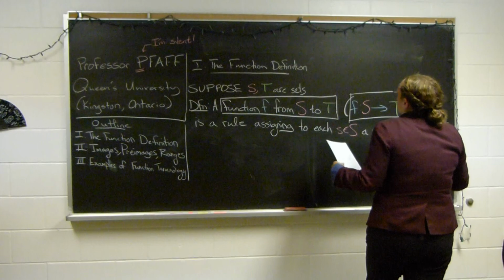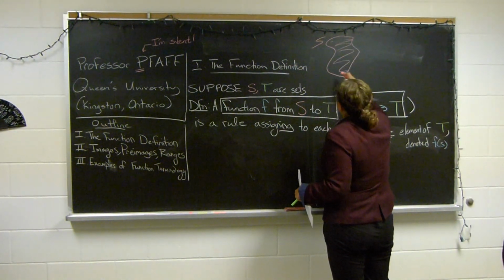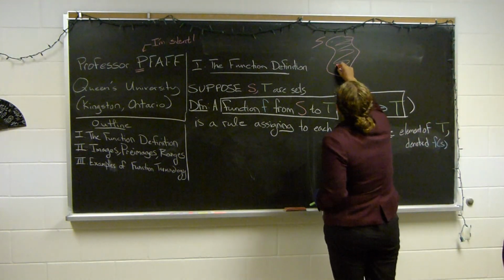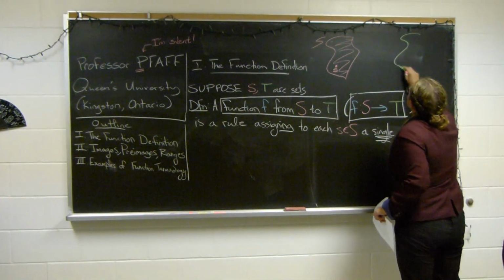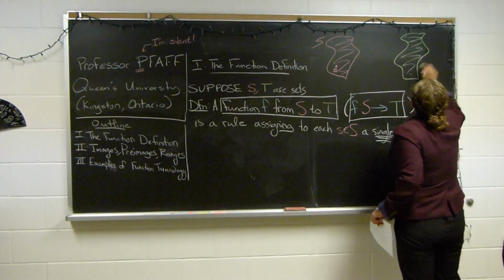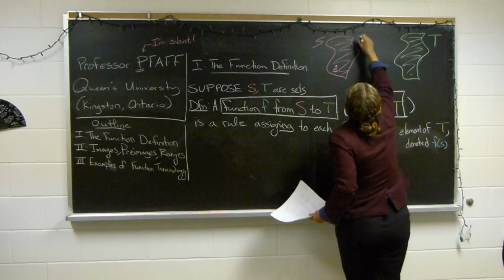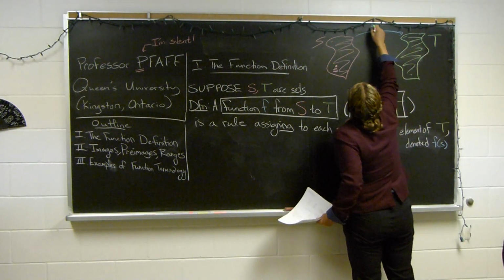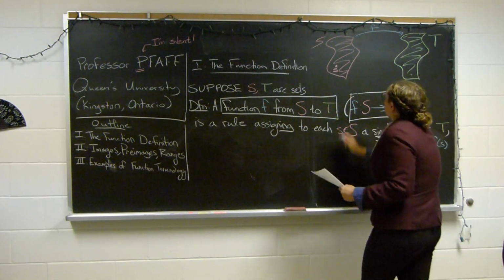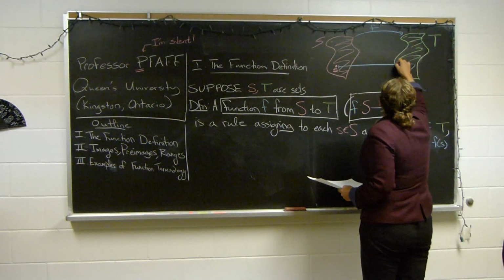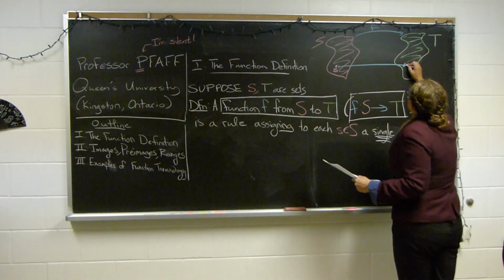Okay. So I'm going to start at S, right? And then for each element in S, I'm going to go somewhere. And so then over here, I'm going to have T, right? And then my function f goes like this, right? And then for each element s, it's going to assign it to precisely one element in here. And I'm going to call this t.